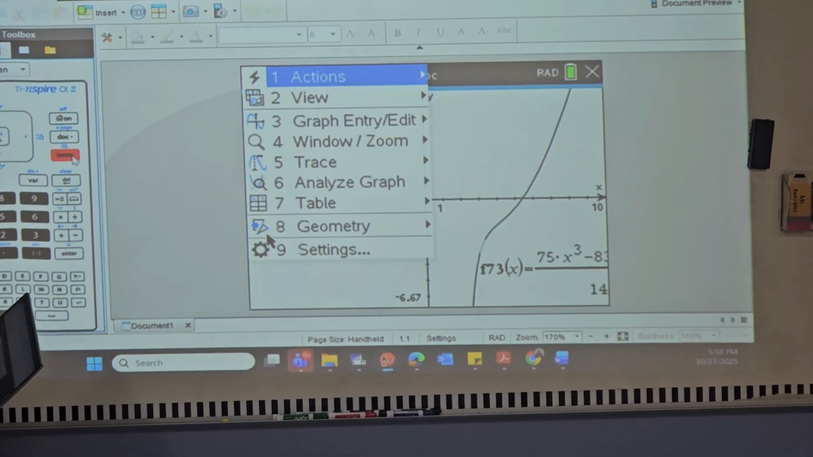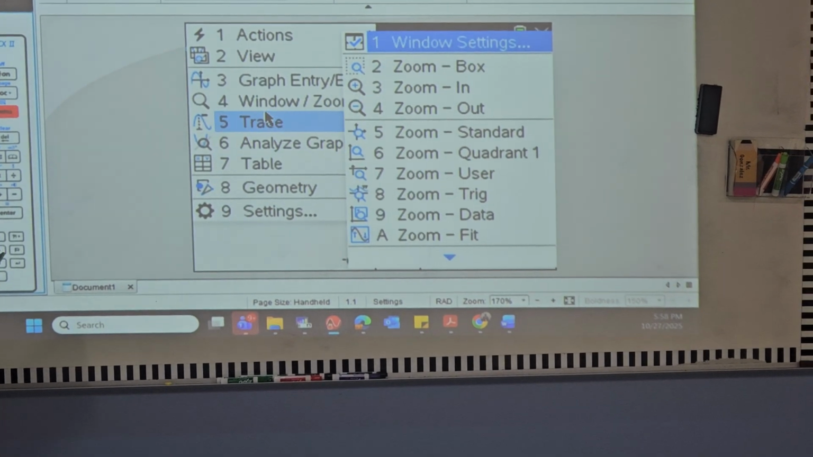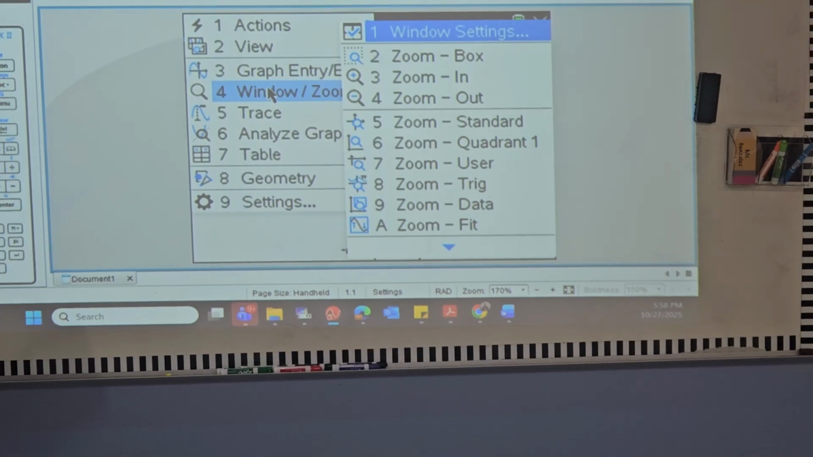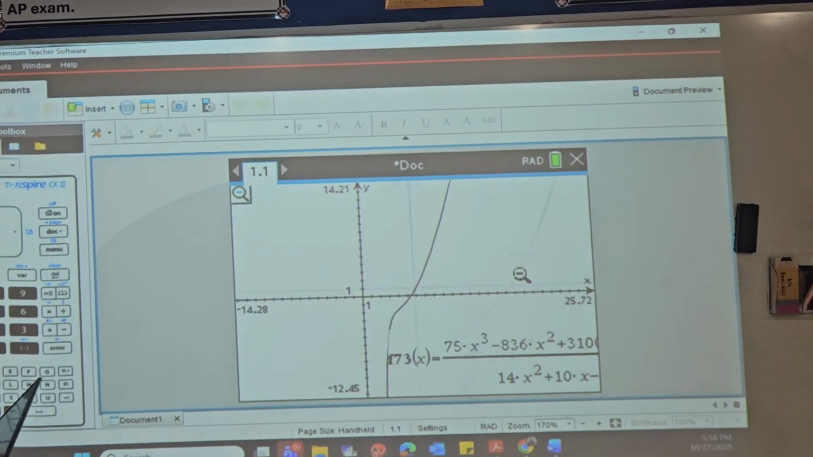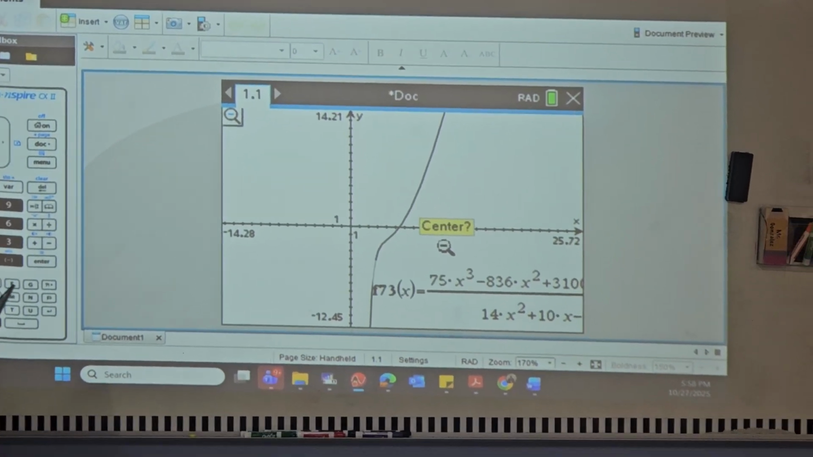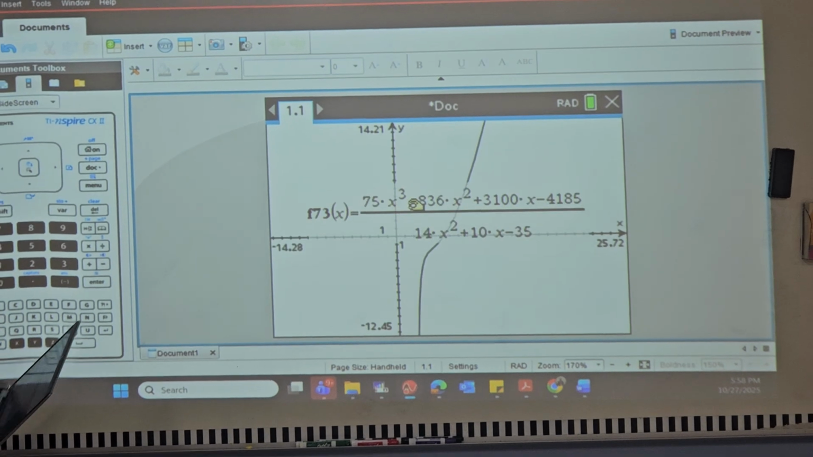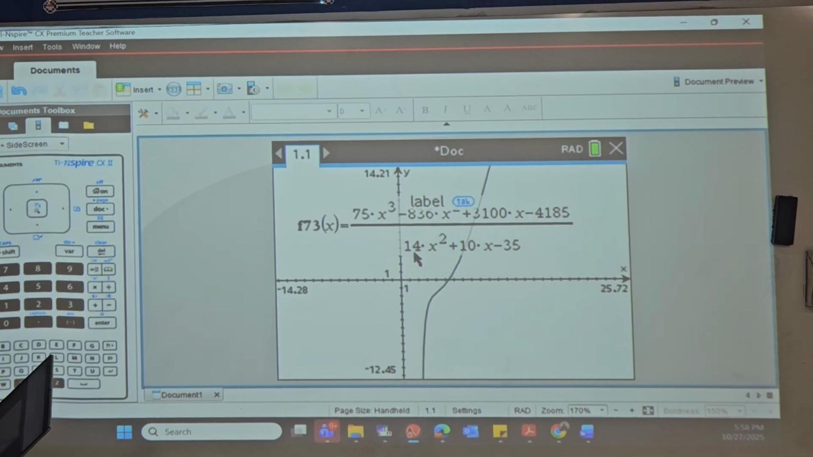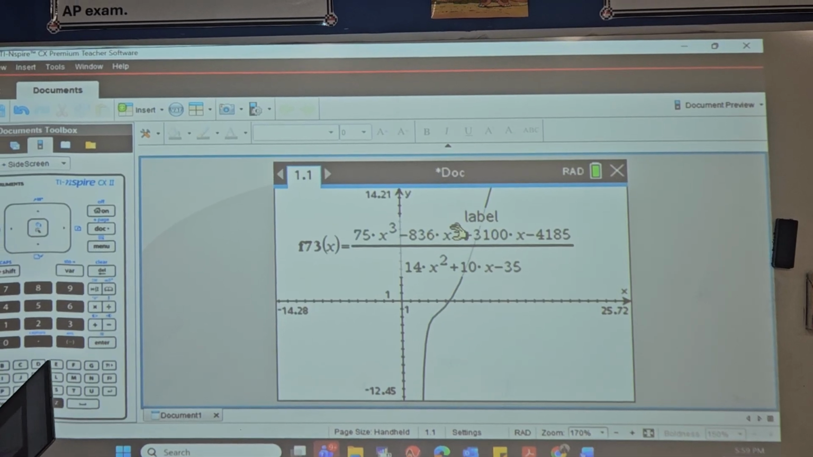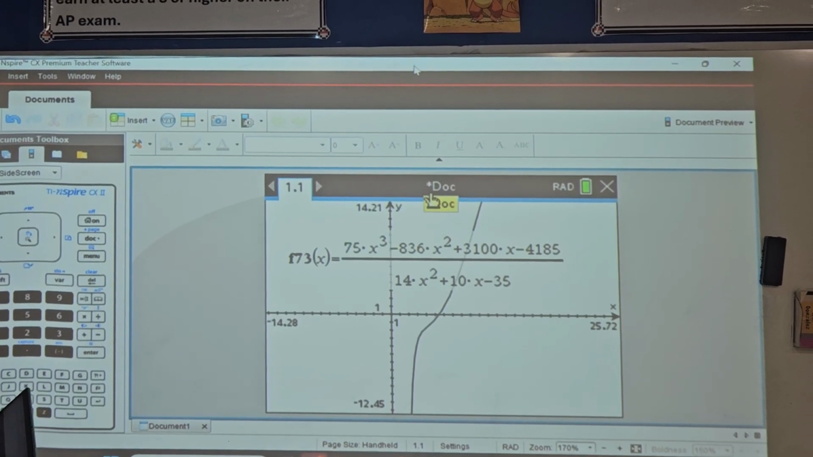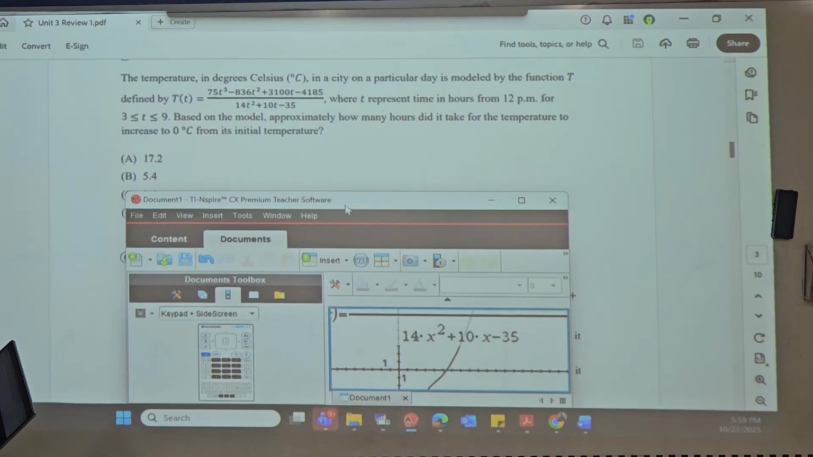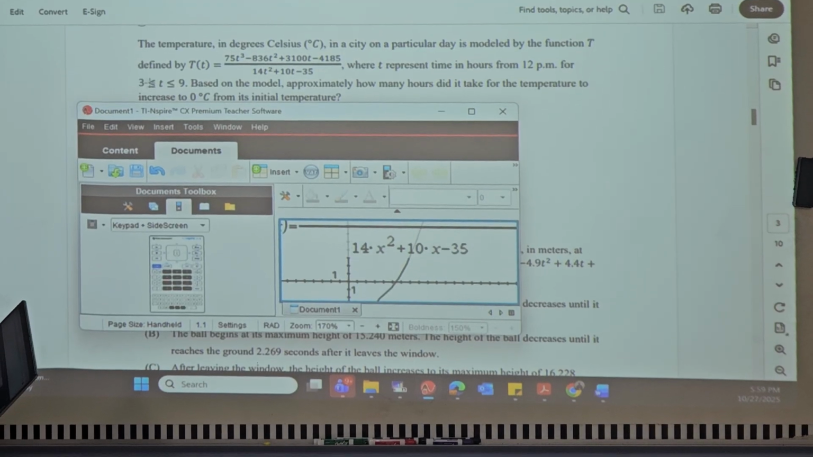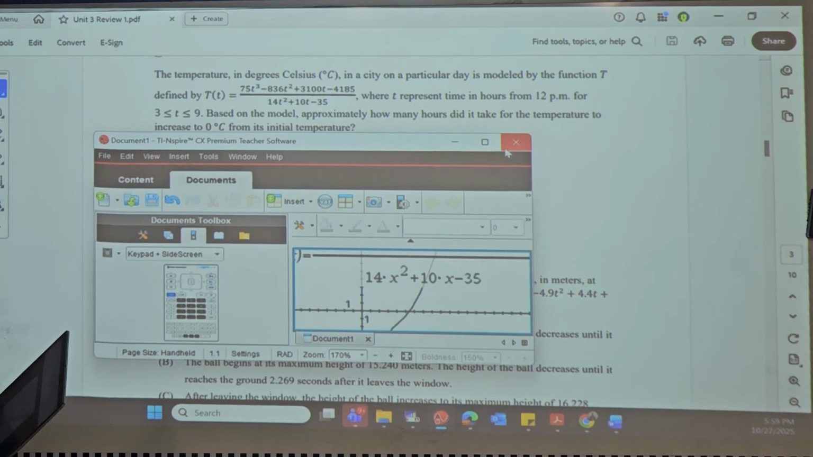Let me try to zoom out just a bit. So I'm going to press menu 4, and then zoom out just a tiny bit, just to see where I'm at. There you go. So there's my equation, I believe. So my job now is to apply the domain restriction, which is 3 all the way to 9. So let's do that real quick.